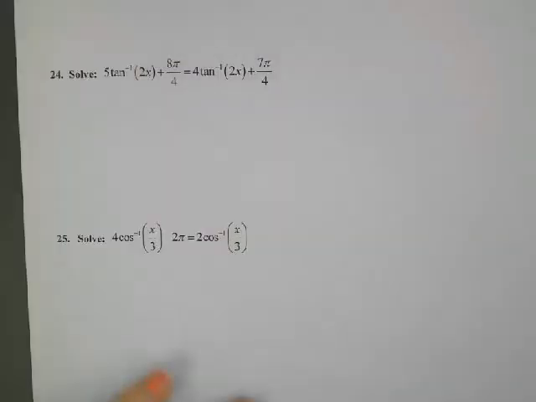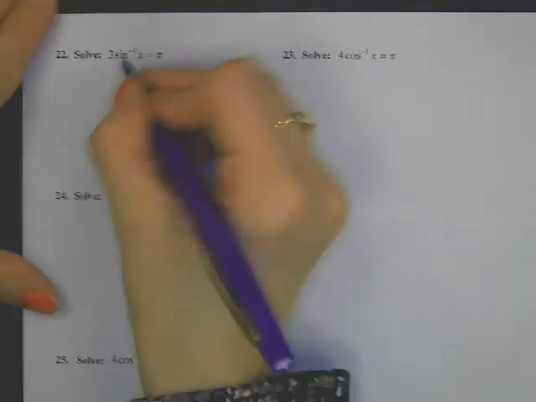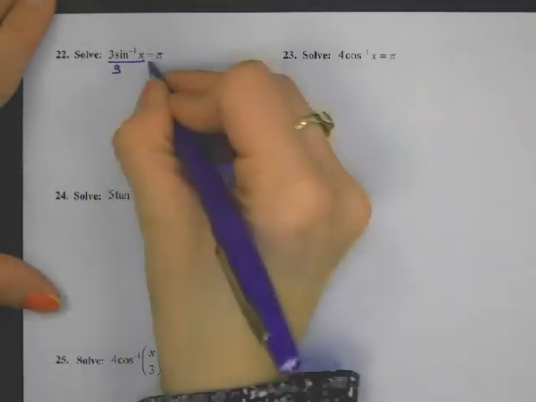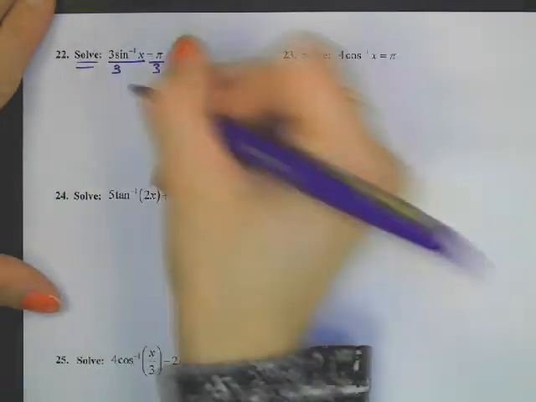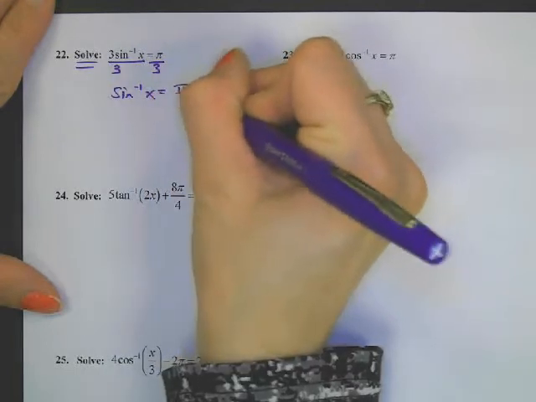Okay. Going along with inverses, yesterday I kind of showed you how to solve some problems, so let's do a review of that, but maybe some fancier ones today. So first of all, what you do is you divide both sides by 3, so we're solving. We're going to do some algebra here. Sine inverse of x is pi over 3.